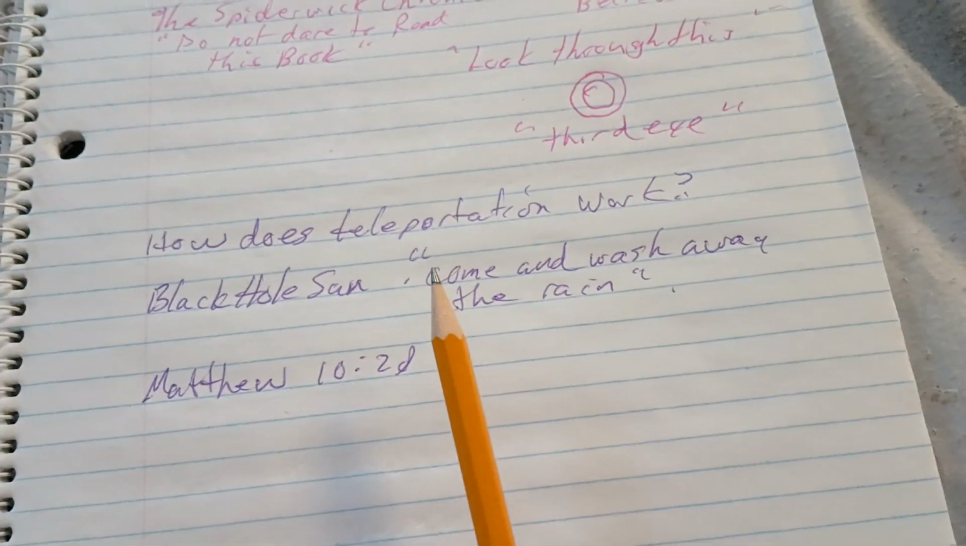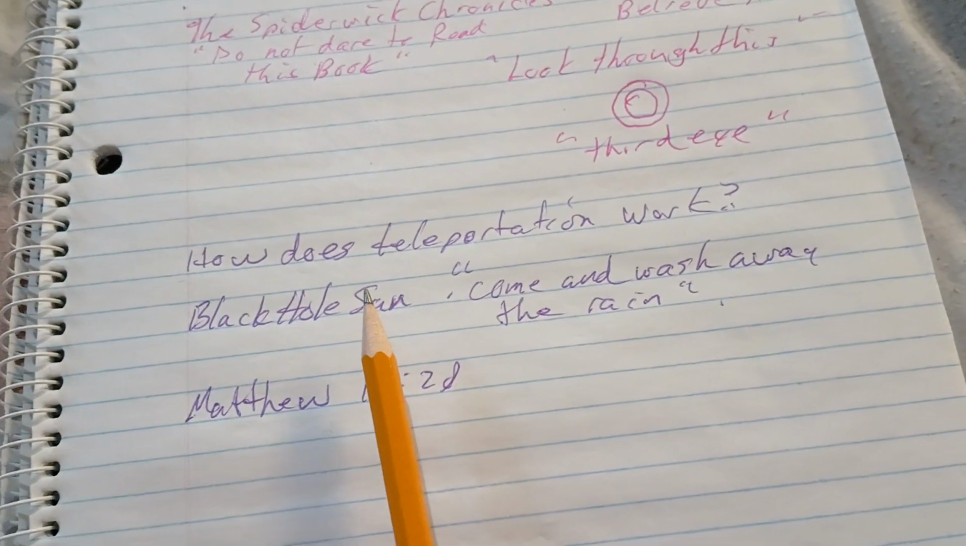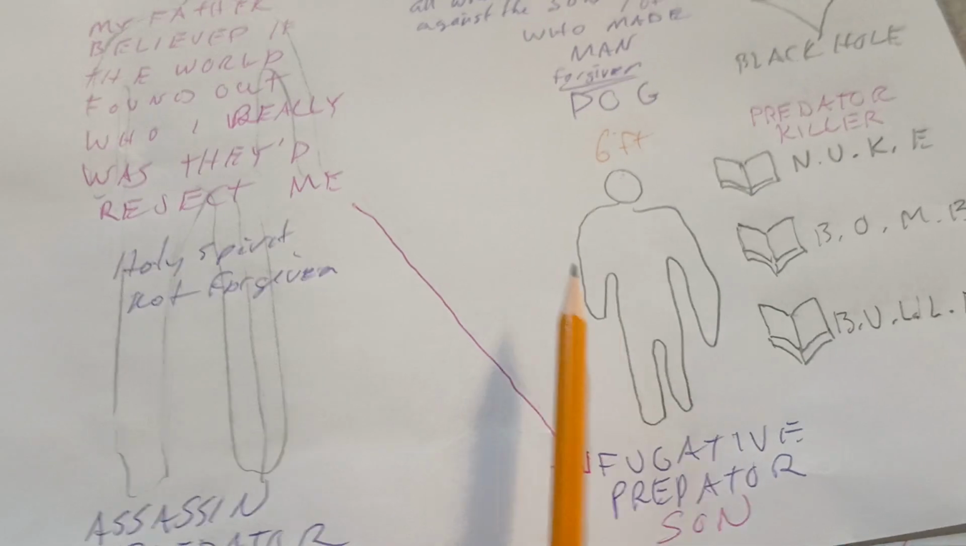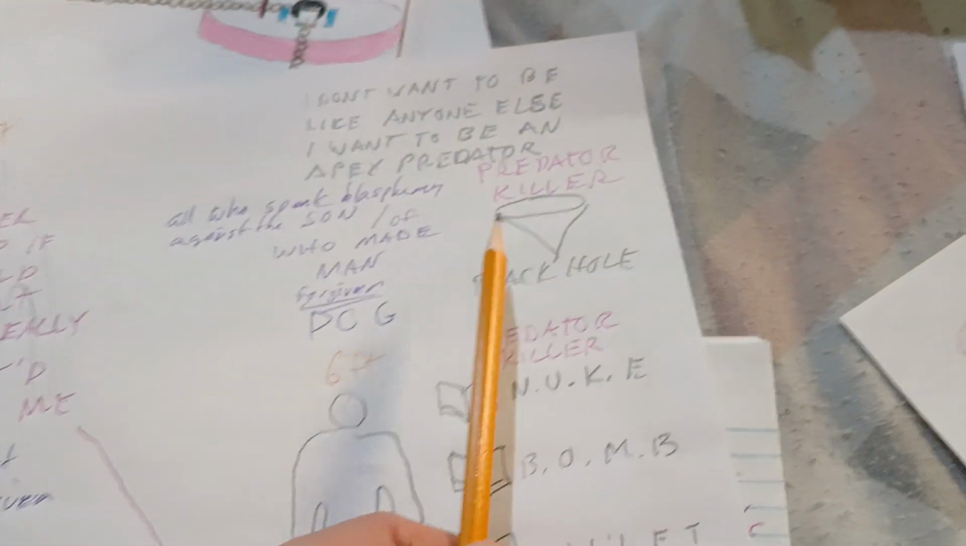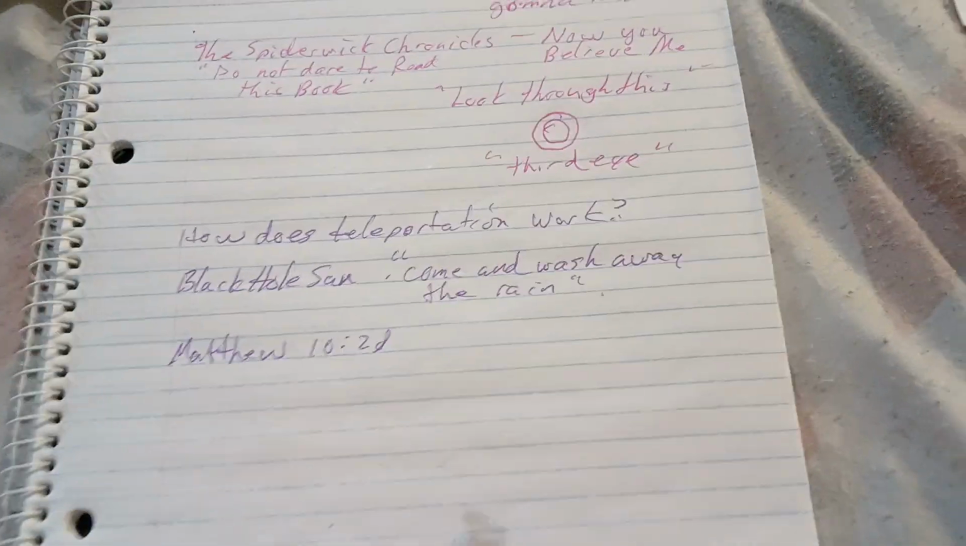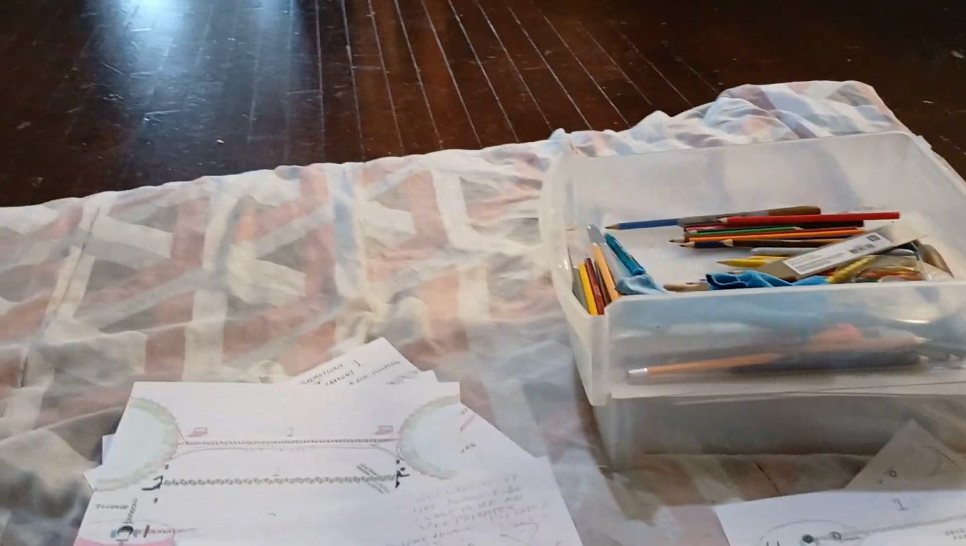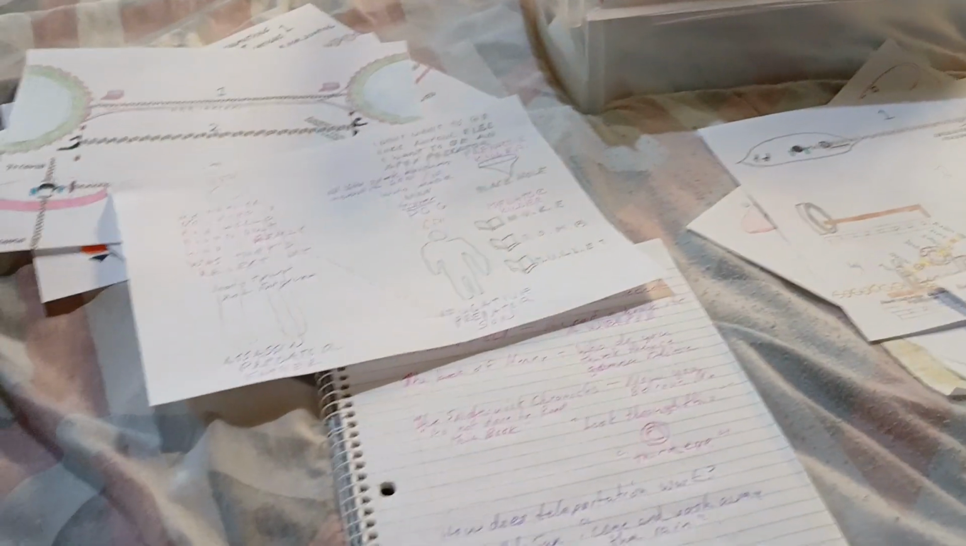So he's the black hole son, or SON, who's, where is this one? He's the black hole son who's responsible for creating black holes, because he's my son. That's what black hole son means. But also, it means come and wash away the rain. Well, that's half of mankind. Like, oh, can you please come over here and pretend to be somebody you're not? We want you to wash away the rain.